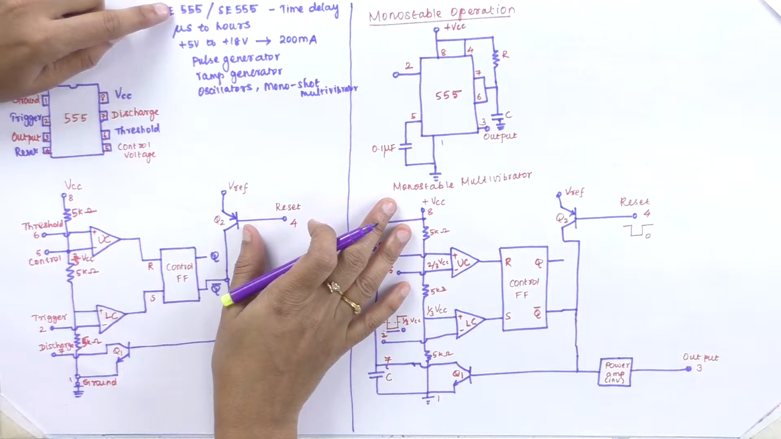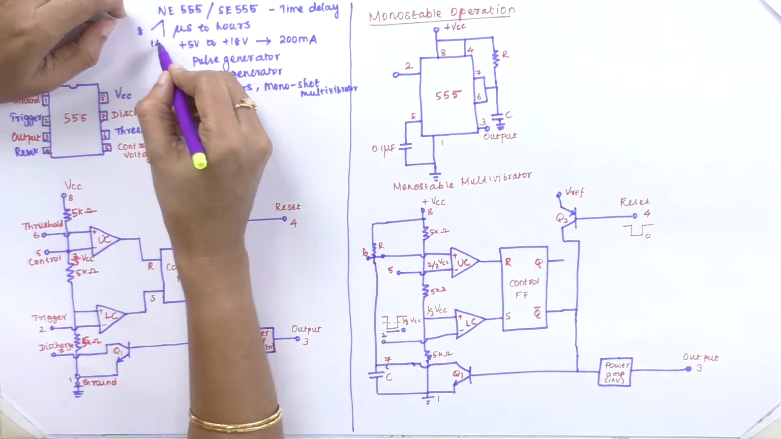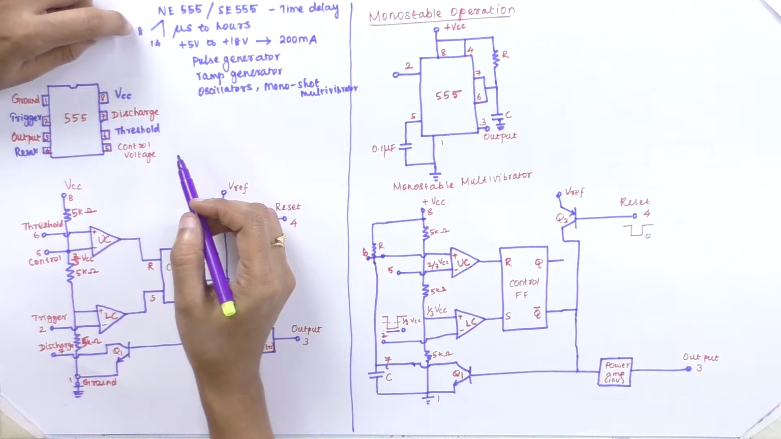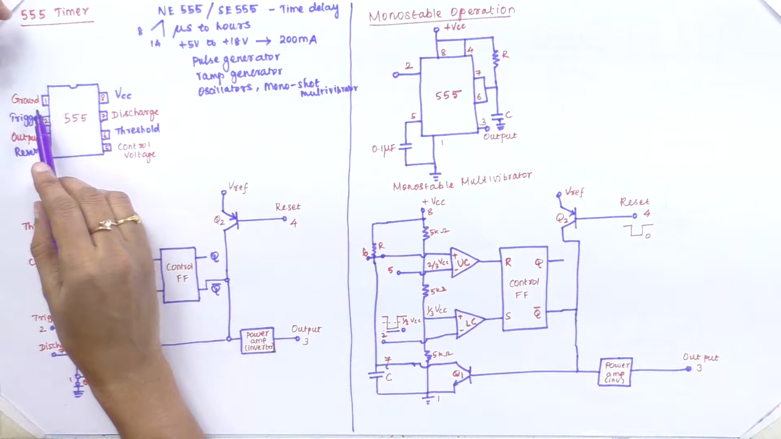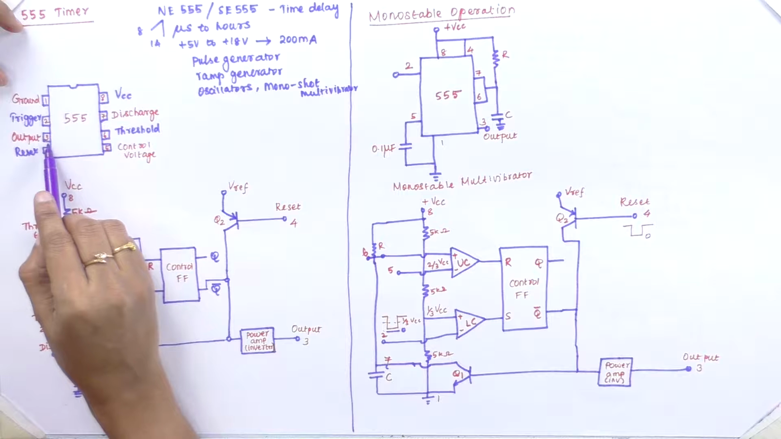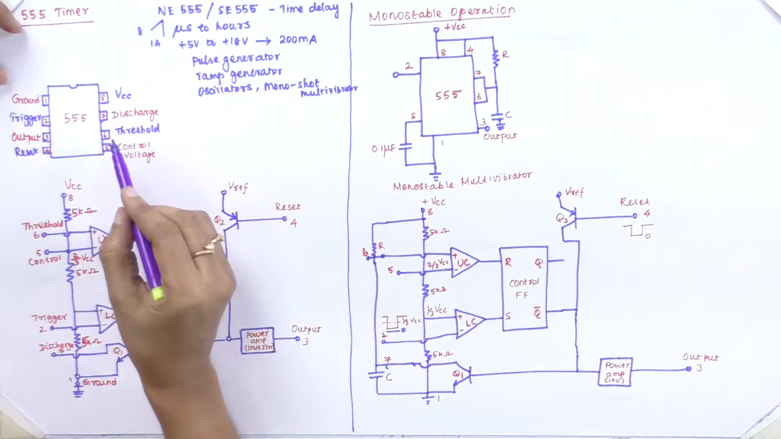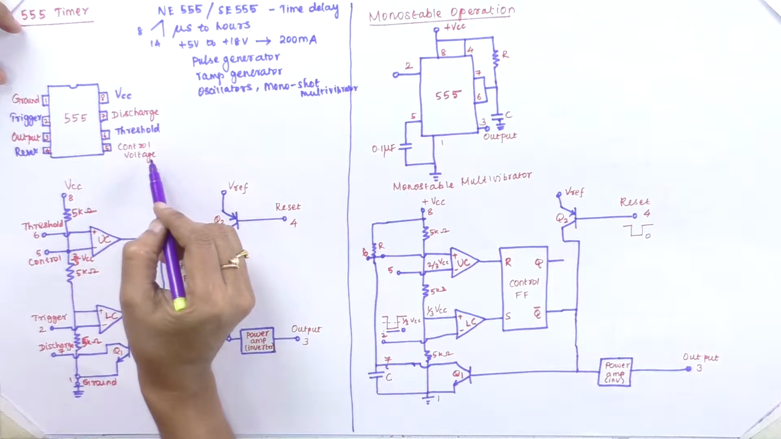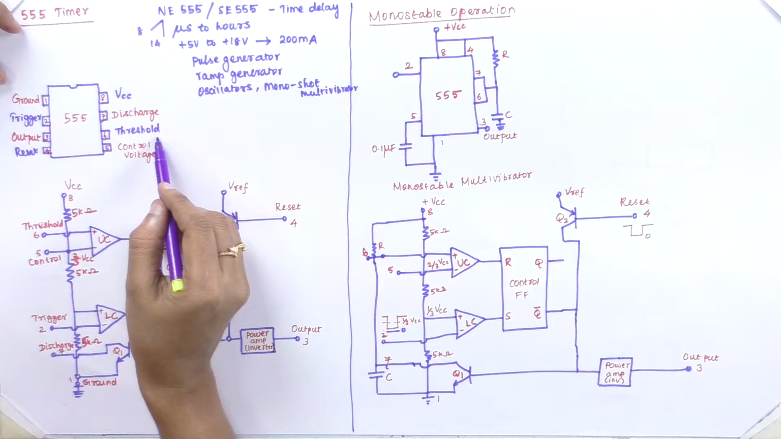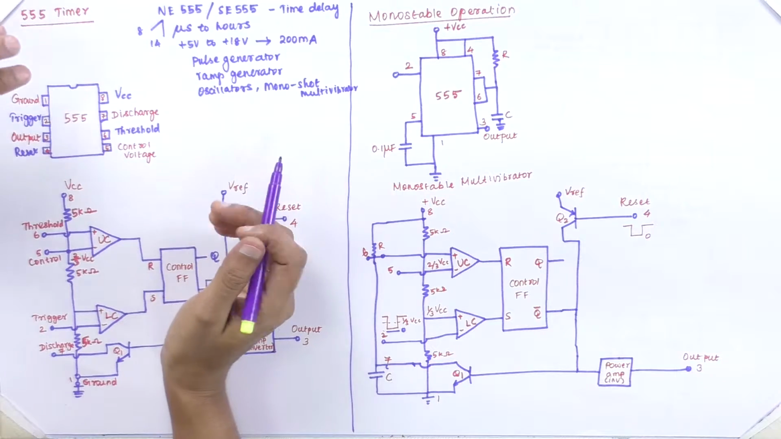Coming to the pin diagram of the 555 timer. Signetics Corporation has introduced the 555 in an 8-pin dual inline package or a 14-pin dual inline package. In the 8-pin package, the first pin is the ground terminal, and the second pin is for the trigger pulse. The third pin is the output, the fourth pin is reset, and the fifth pin is where we apply the control voltage. The sixth pin is for threshold, the seventh pin is for discharge, and the eighth pin is for supply.